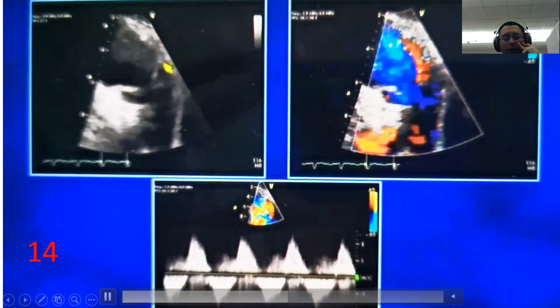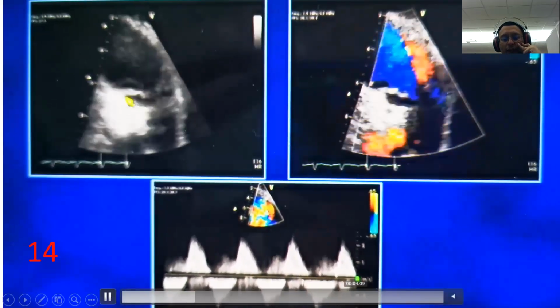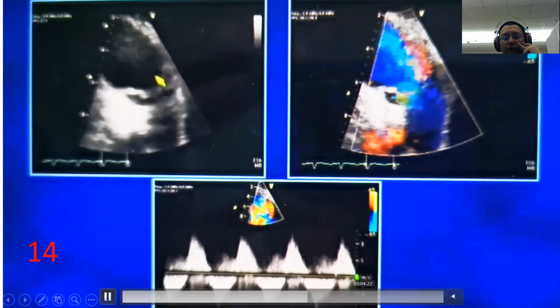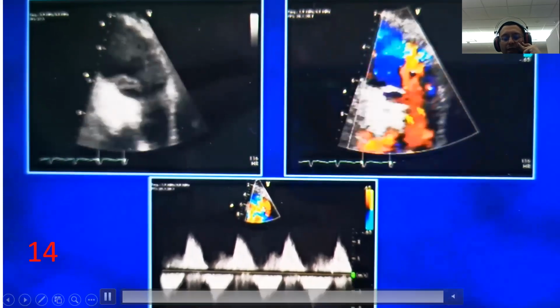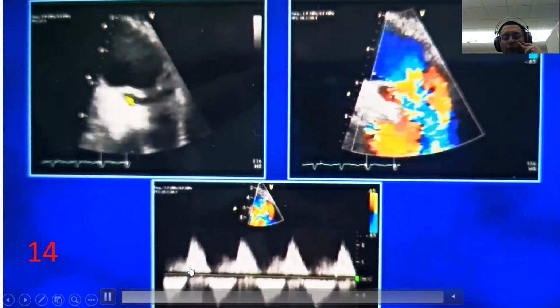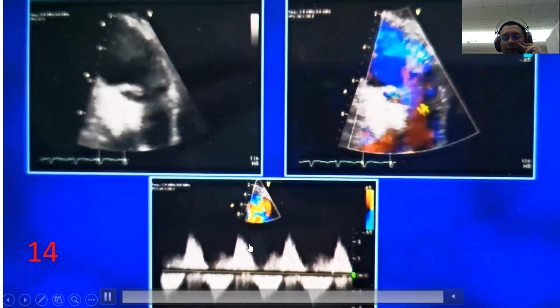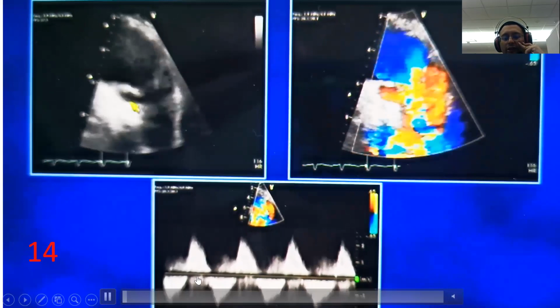Okay, look at the degree of the stenosis. You see the stenosis is there, but not so bad, because severe is when the velocity is more than 4 meters per second, but this one is only about 2 meters per second. More importantly, what about the regurgitation? You see, it's triangular. So is this mild, moderate, or severe pulmonary regurgitation?